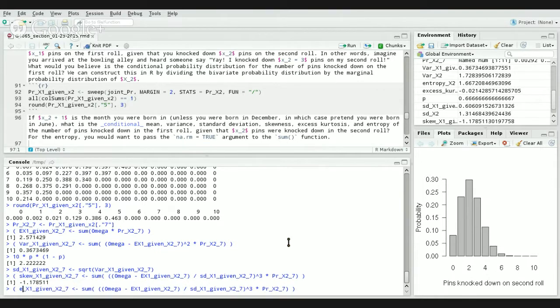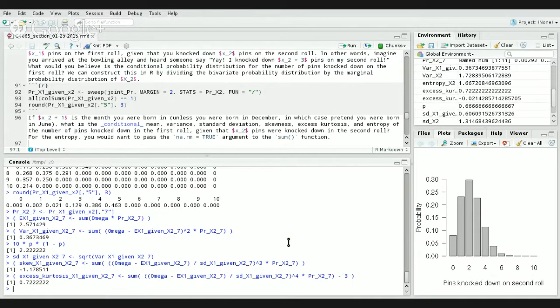We can calculate the excess kurtosis similarly, just by using the fourth power here instead of the third power, and then subtracting 3 from the result in order to get the kurtosis relative to the normal distribution, which in this case is positive, indicating this conditional distribution has more peakedness than a normal distribution, which we will learn about on Tuesday.